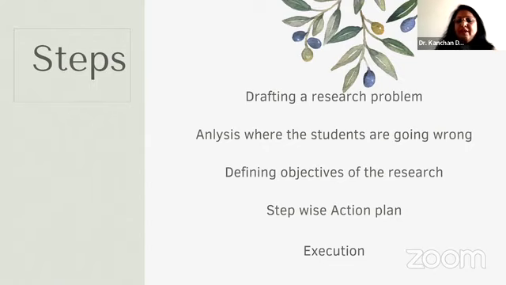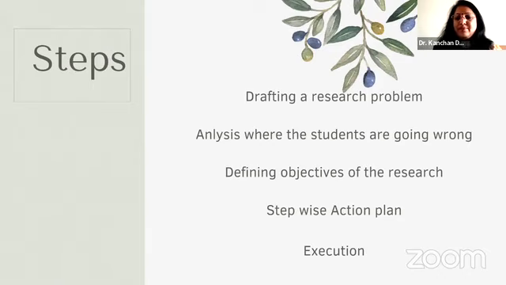Next step would be defining objectives of the research. Once I know that this is the exact problem where my children are facing, then I can define the objectives of the research. Objectives need not be a lot many. You can have one or two objectives.